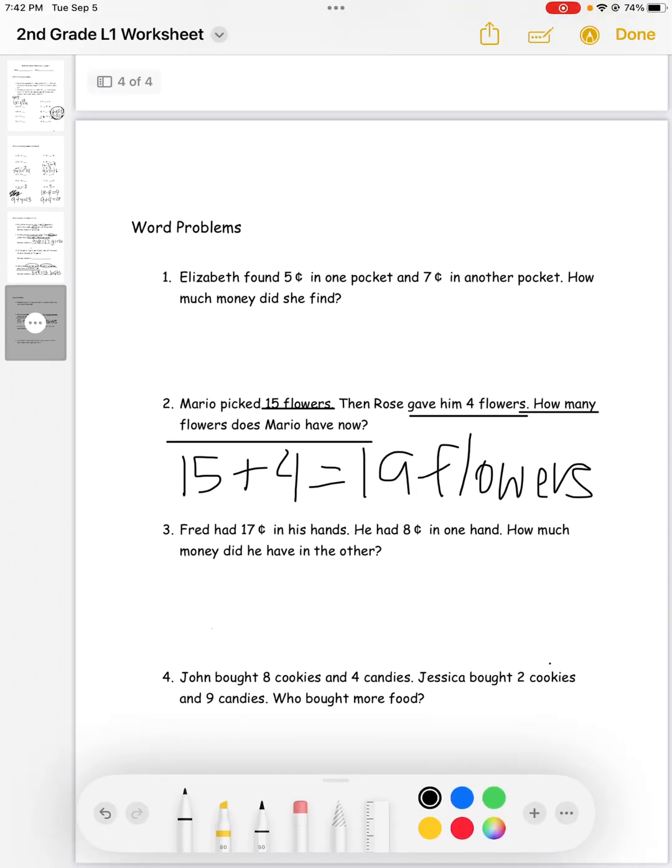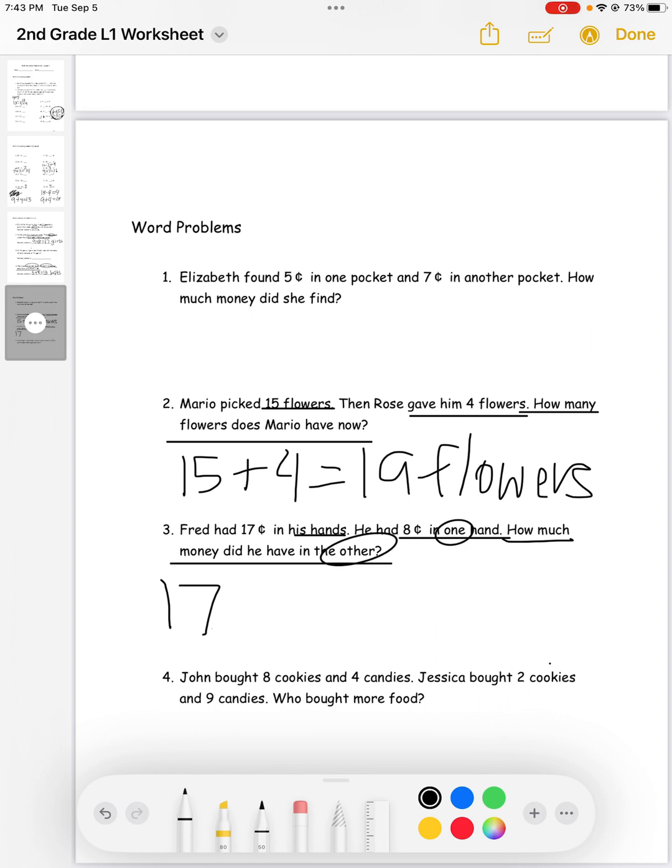And our last problem, let's do number 3. Question 3. So it says Fred has 17 cents in his hands. He had 8 cents in one hand. How much money does he have in the other? So we know that he has 17 cents in both of his hands because there's an S at the end of hands. So he had 8 cents in one hand. And they want to know how much he had in the other hand.